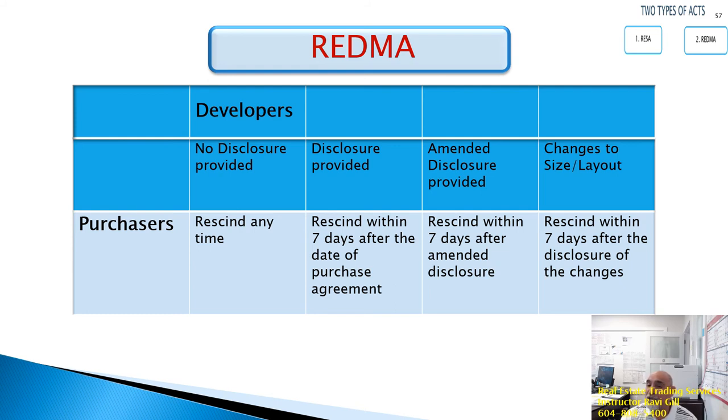If there's any changes to the development, if the sizes of the units have changed, the amount of townhouses in the development has changed, any changes that have happened, then the purchaser has 7 days after the disclosure of changes has been given to him.